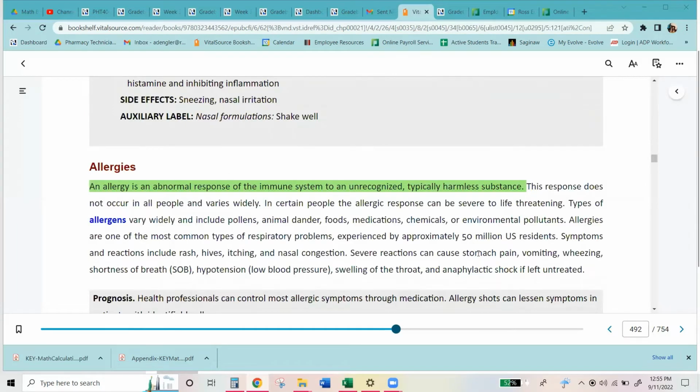An allergy is an abnormal response of the immune system to an unrecognized, typically harmless substance. Types of allergens vary widely and include pollens, animal dander, food, medications, chemicals, or environmental pollutants. They are one of the most common types of respiratory problems, experienced by approximately 50 million U.S. residents. Symptoms are rash, hives, itching, and nasal congestion. Severe reactions can be stomach pain, vomiting, sneezing, shortness of breath, hypotension, and swelling of the throat.